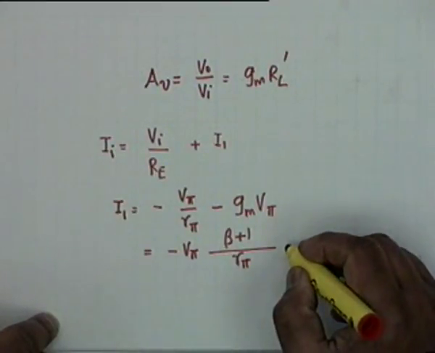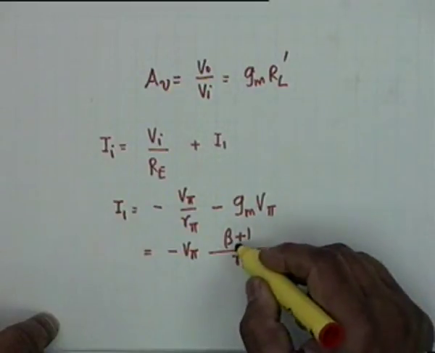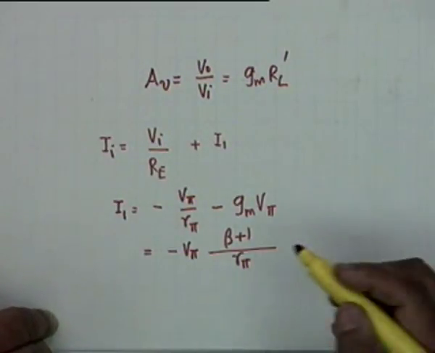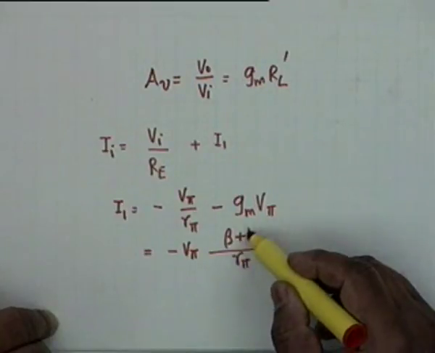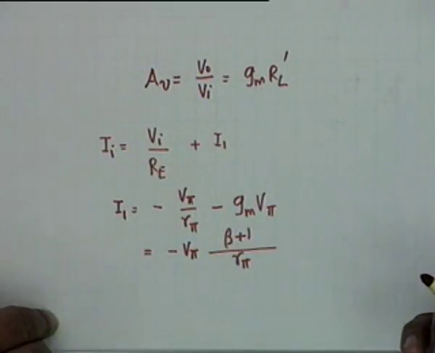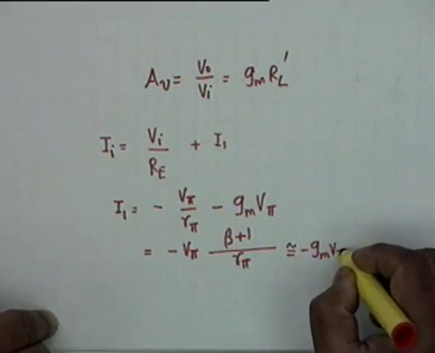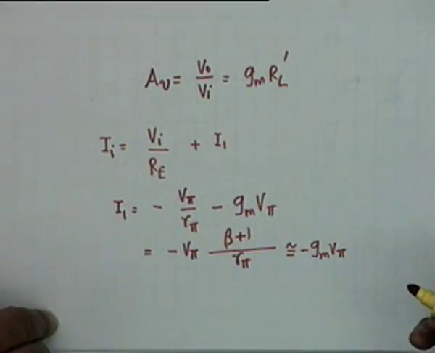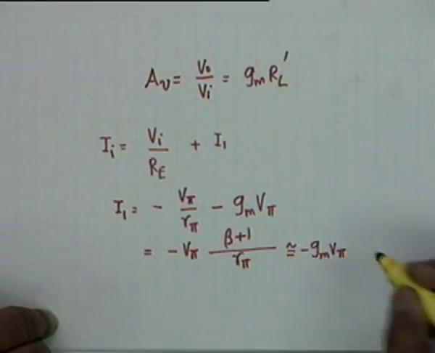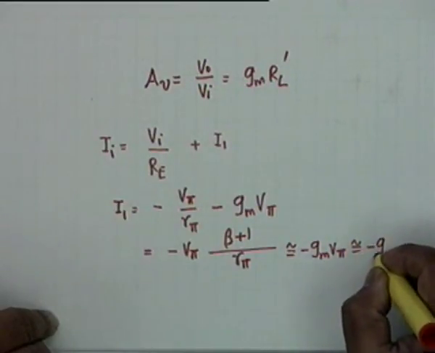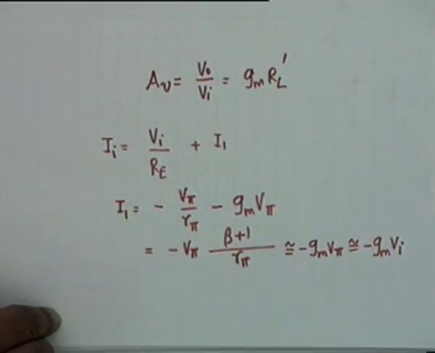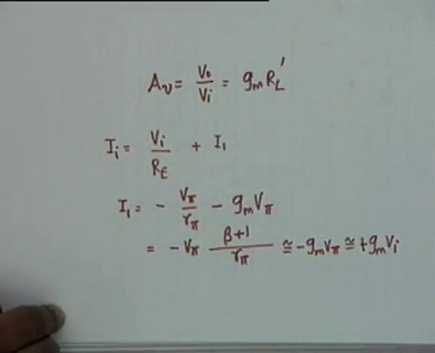Right? And since beta is much larger compared to 1, we can ignore 1, and then beta by R pi simply becomes gm. So this is approximately equal to minus gm V pi, and since V pi is approximately equal to minus Vi, we get this is approximately equal to plus gm Vi. Where did you lose the negative sign? V pi is approximately minus Vi. Okay.